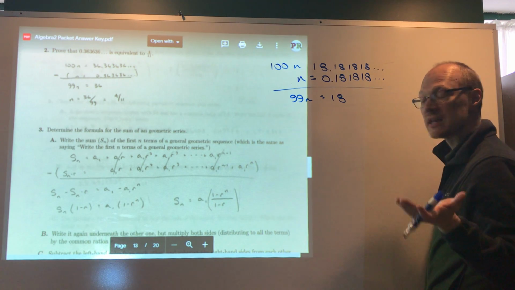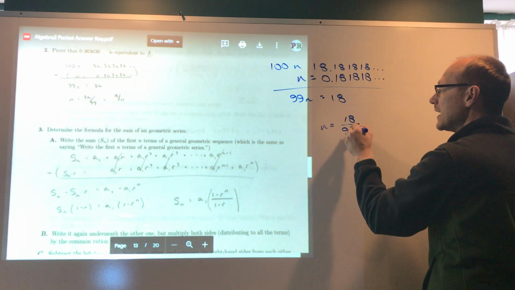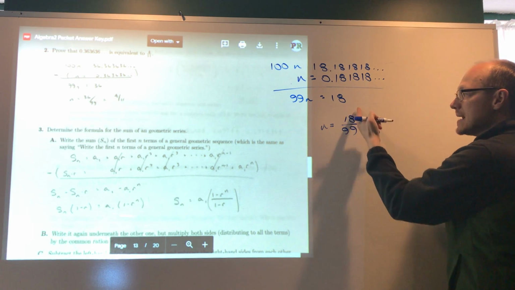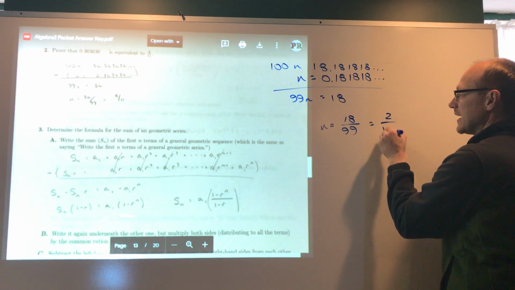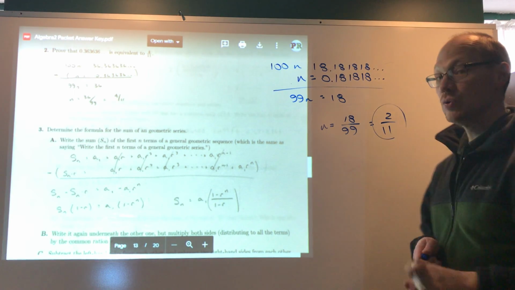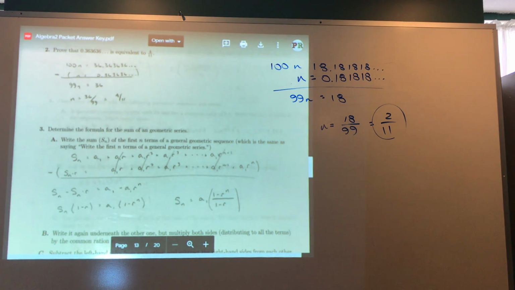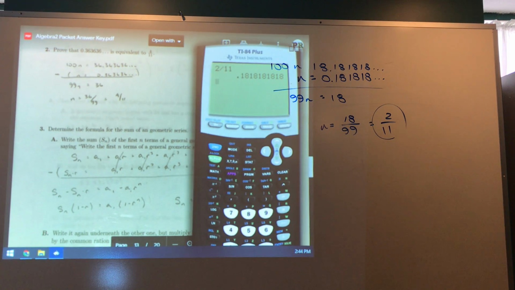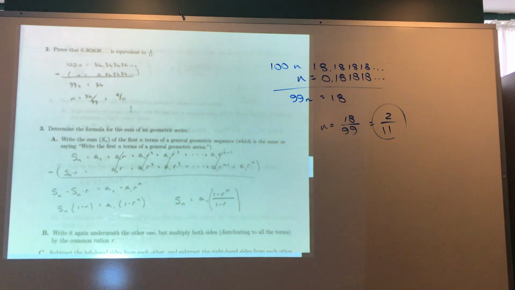There's no repeating decimals. I just divide by 99 and get 18 over 99, which I believe 9 goes into both of those. 9 goes into 18 twice. 9 goes into 99, 11 times. So apparently 2/11ths is 0.18 repeating, which we can prove very nicely right here with the calculator. We can see right there that 2/11ths is 0.18 repeating. So that's kind of a cool thing, right?